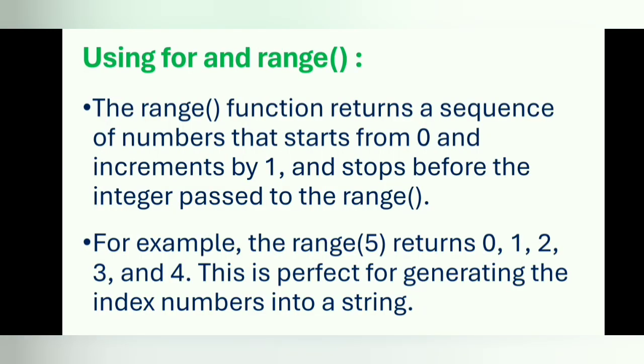Using for and range function. The range function returns a sequence of numbers that starts from 0 and increments by 1 and stops before the integer passed to the range function. For example, range 5 returns 0, 1, 2, 3 and 4. This is perfect for generating the index numbers into a string.